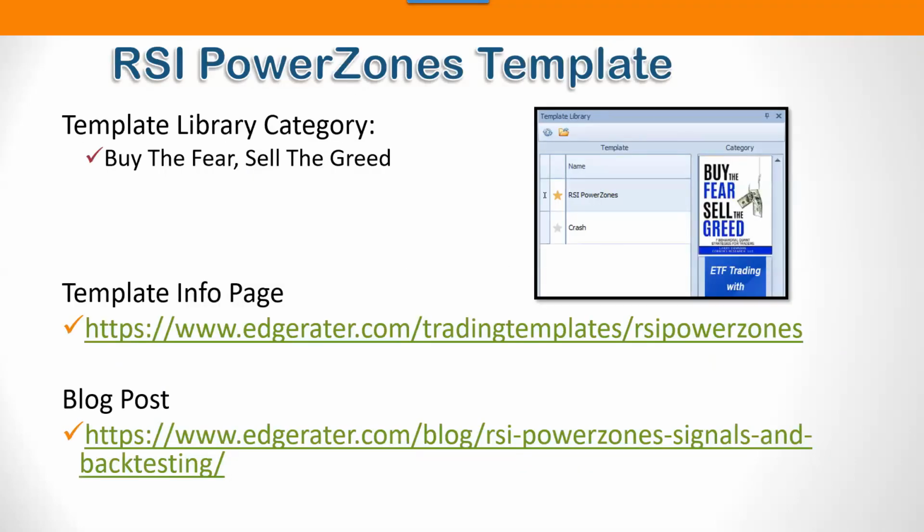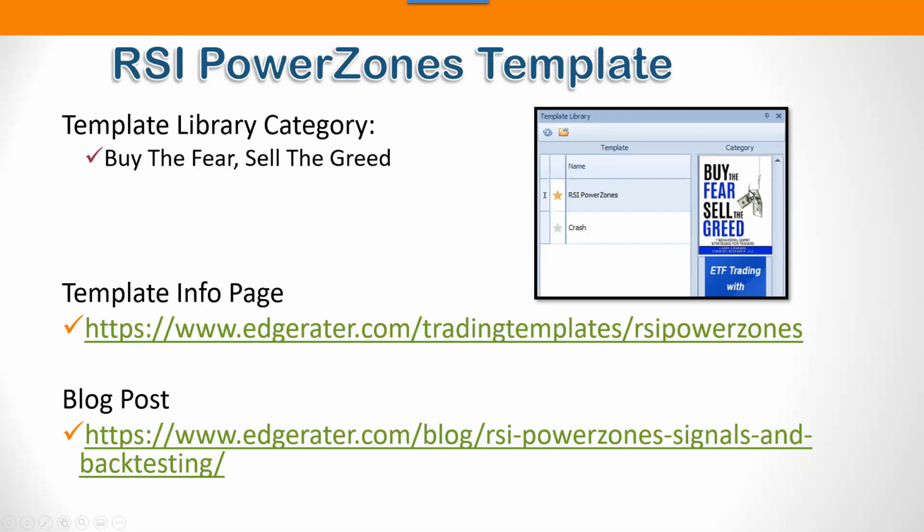RSI Powerzones template, where can you find it? It's in the Buy the Fear, Sell the Greed category. So if you come into Edgerater and you go to your template library, you will see it. If you scroll down, probably you don't have this category showing right away. It could be at the bottom of the list, but scroll down in your categories and you'll find it there.